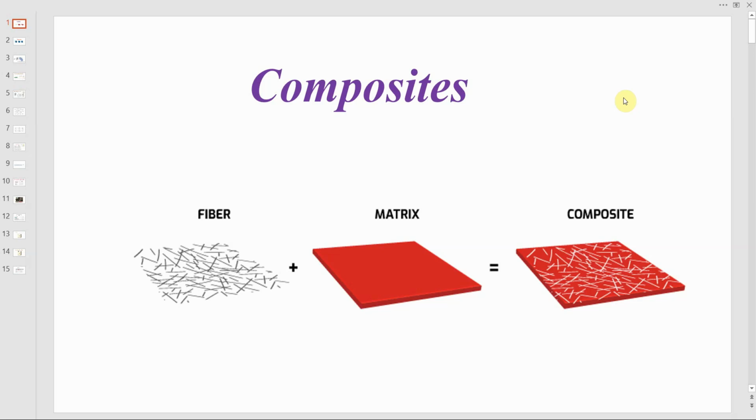So here I want to define composites. Composites are materials that have more than one part. The first important part is fiber, and the second important part of composites is the matrix. Composites can be made of two or more parts, but they have the same feature: fiber and matrix are the important ones.